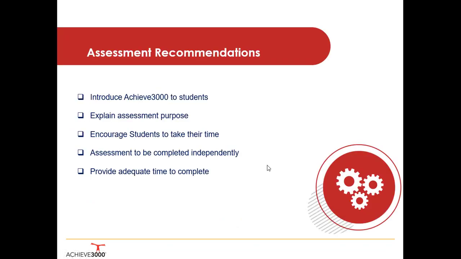For staff, the following steps are key. Introduce Achieve3000 to students. Explain they will initially undergo an assessment to help tailor the content they receive. Advise students to take their time, not to guess or rush through. This is the only time not to help the student to ensure accurate outcomes can be obtained.